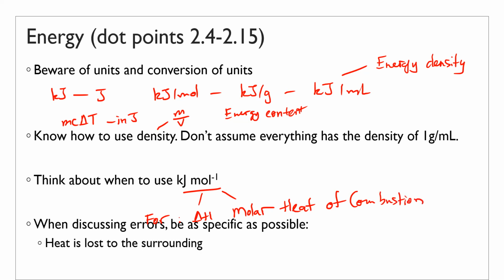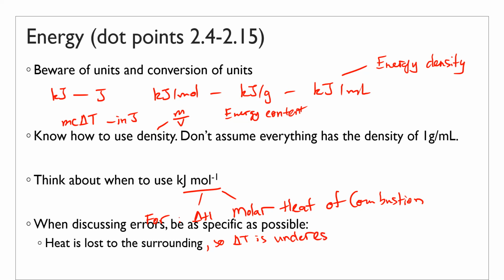So, heat loss to surroundings is not bad. It's really not bad. But if you have time, elaborate further. So, heat loss to surroundings, so delta T is underestimated. Something like that. So if you can, link it back to the actual quantity that is being affected.